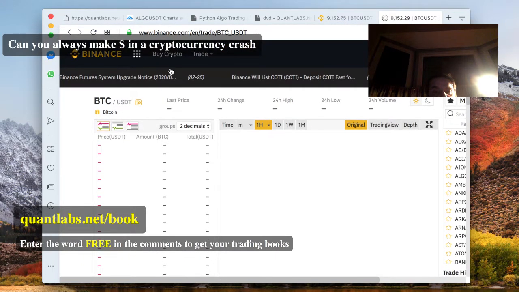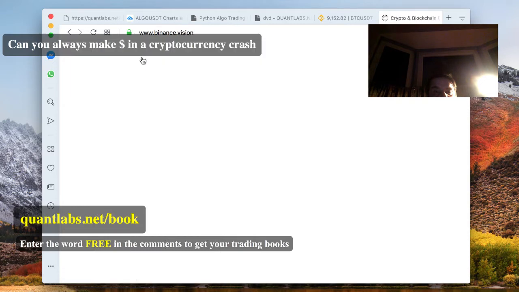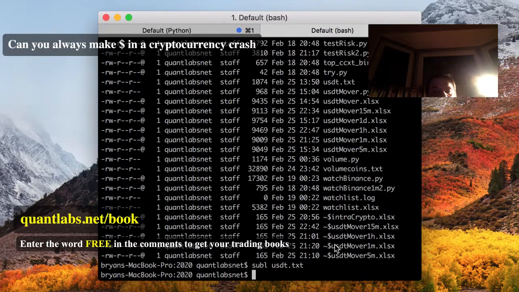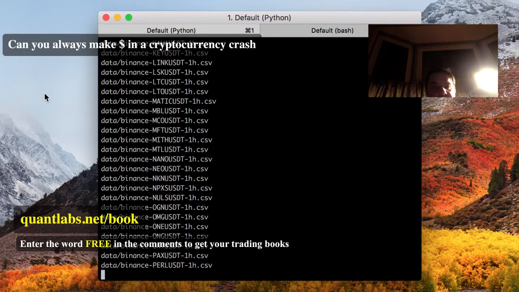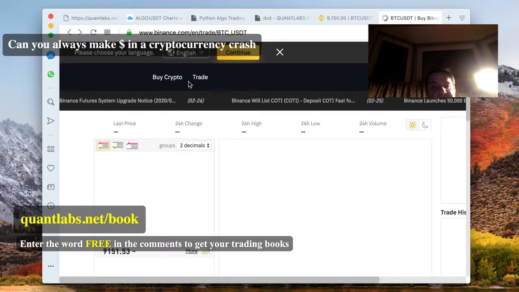Just trying to figure out how to get to the market. See how our script's doing. Oh, it's done. Anyways, no, it's still running. Yeah, it's still running. Let's see, how do I do it?